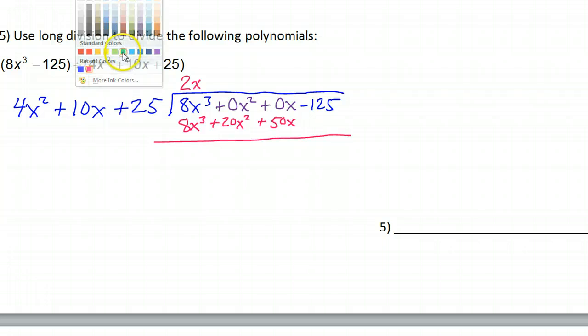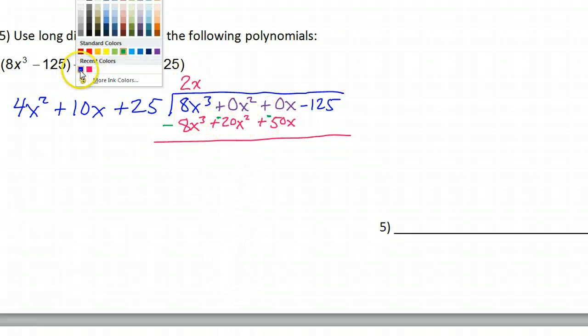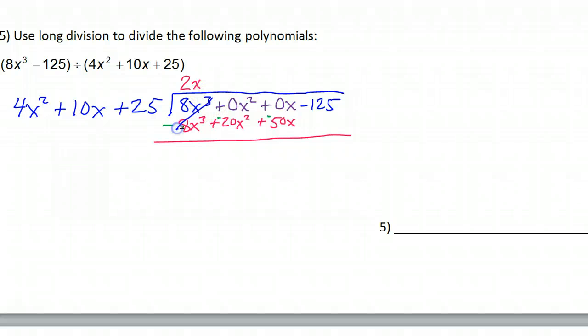Then we will subtract by changing the sign. So this will become minus, this will become minus, and this will become minus. So as I combine all these like terms, these cancel out. You know, 0 minus 20, so I have negative 20x squared. And I have negative 50x and negative 125.